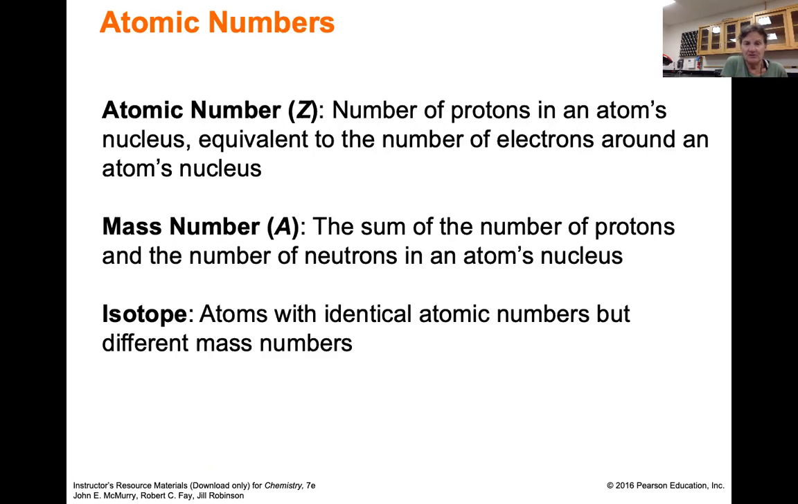And an isotope, which I mentioned earlier, is atoms of the same atomic number, so they have the same number of protons, but they have different mass numbers, which is the same thing as saying they must have different numbers of neutrons.